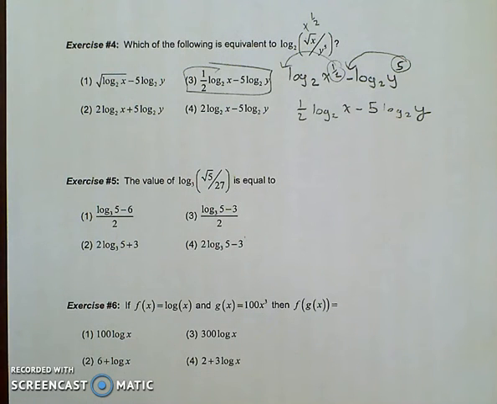Why don't you guys try 5 on your own and 6. Try both of those on your own. So pause this, try it, and then unpause it to see the answer.